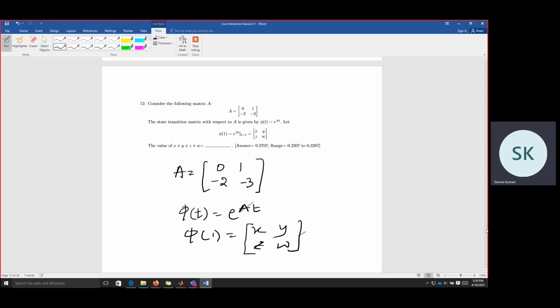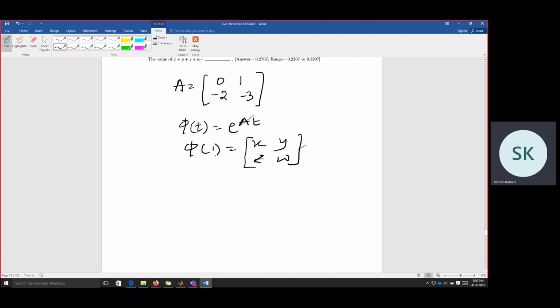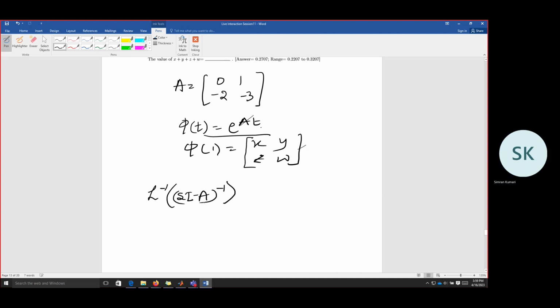So we know the system dynamics matrix. We have to find this state transition matrix. So how do we define it? This is simply the Laplace inverse of (sI minus A) inverse. Just try this. What is (sI minus A) inverse? Let us find sI minus A, then we'll find its inverse.